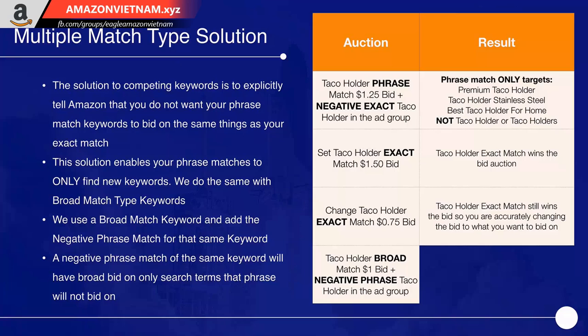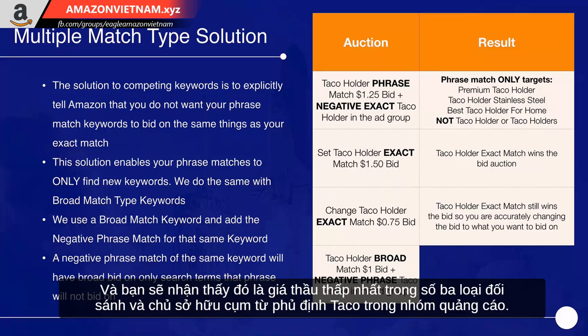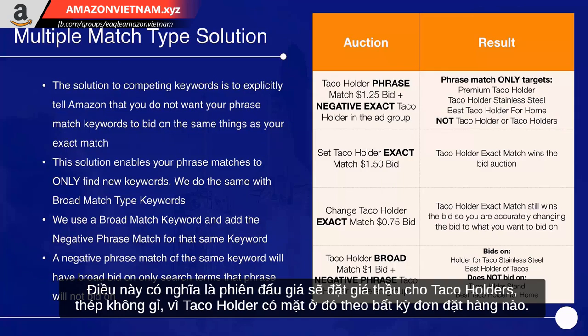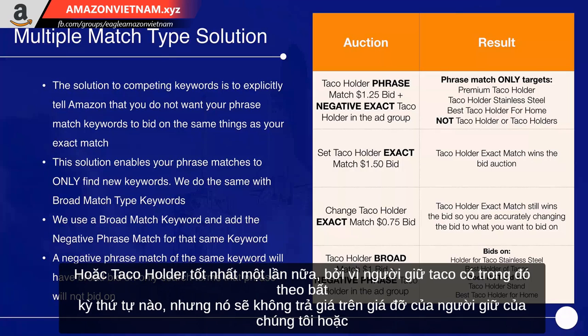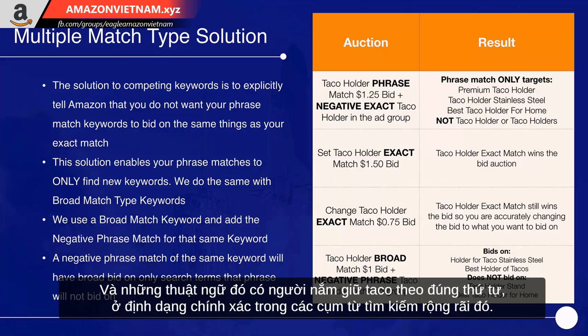We then set taco holder broad match campaign with a $1 bid, and you'll notice that's the lowest bid out of the 3 match types, and negative phrase taco holder in the ad group. This means the auction will bid on holder for tacos stainless steel because taco holder is in there in any order, or best holder of tacos, again because taco holder is in there in any order, but it will not bid on taco holder stand or best taco holder for home because we've explicitly told our broad campaign it's not allowed to bid on phrase match taco holder, and those terms have taco holder in the correct order, in the correct format within those broad search terms.